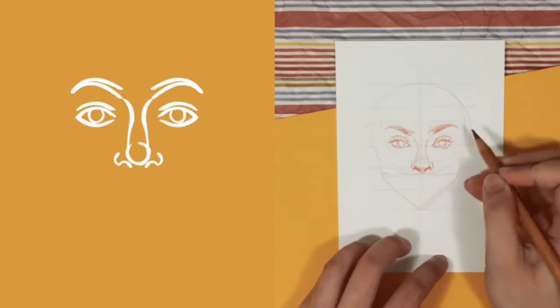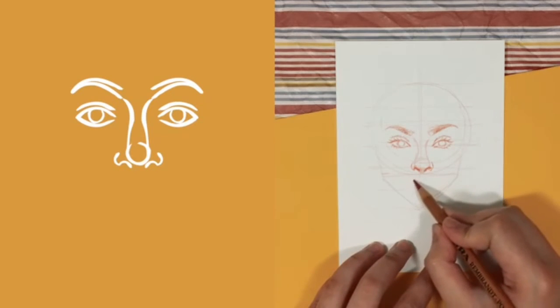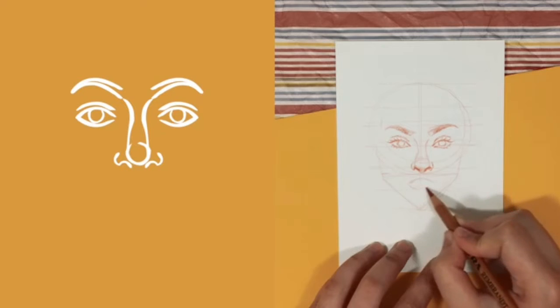When drawing the mouth, I start with a basic leaf shape.